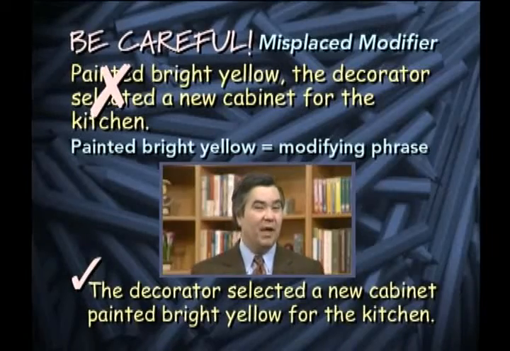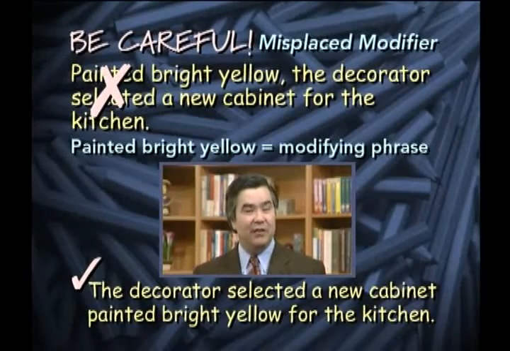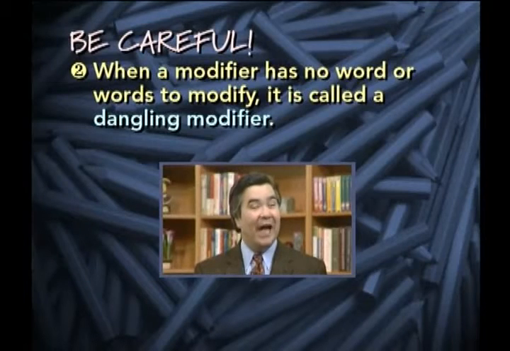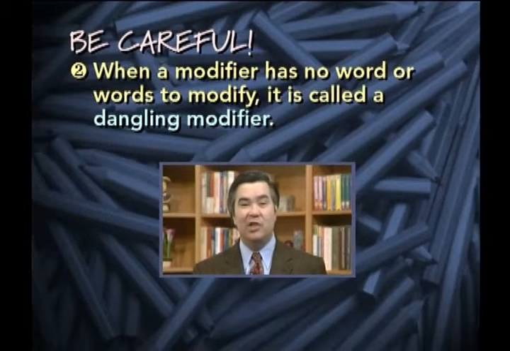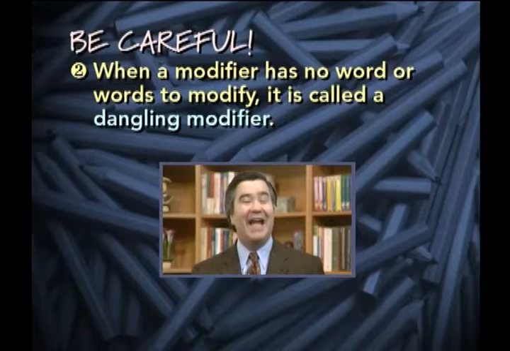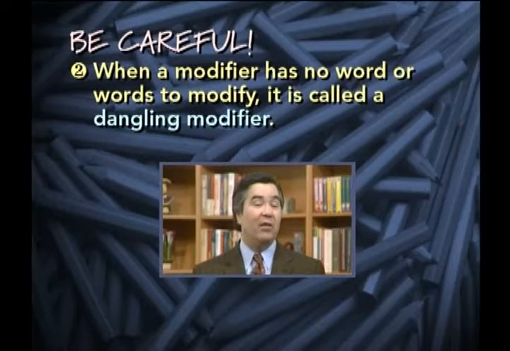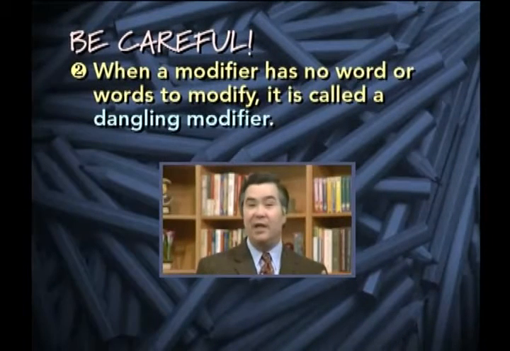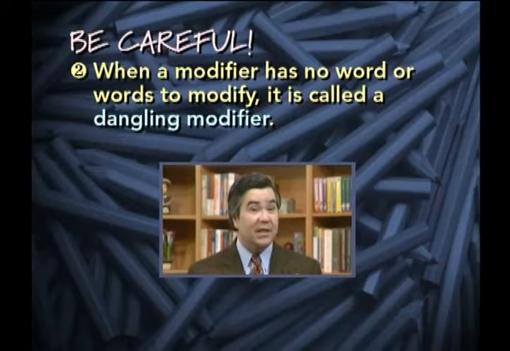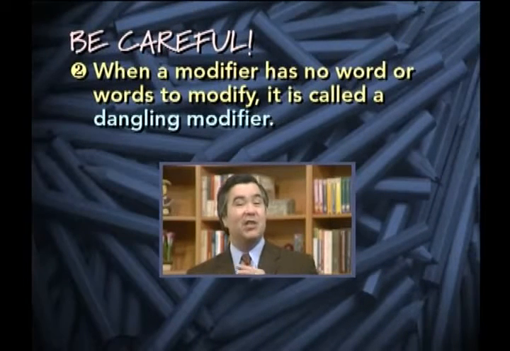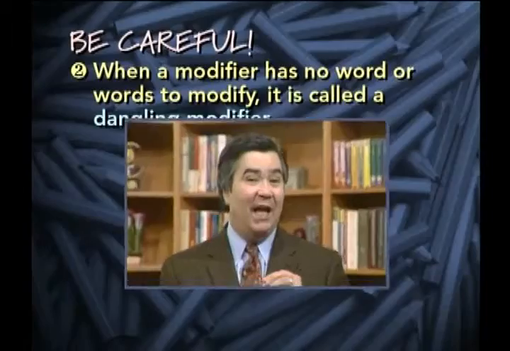A different kind of problem is caused and solved in a different way. When a modifier has no word or words in the sentence to modify, it is called a dangling modifier. In this kind of sentence, the connection has broken down altogether because we have a modifying phrase or clause that actually doesn't have any word or words in the sentence to link up to or to modify. And therefore, the confusion on the part of the reader is even greater. And a little more work has to be done in order to correct this kind of sentence, a sentence containing a dangling modifier.